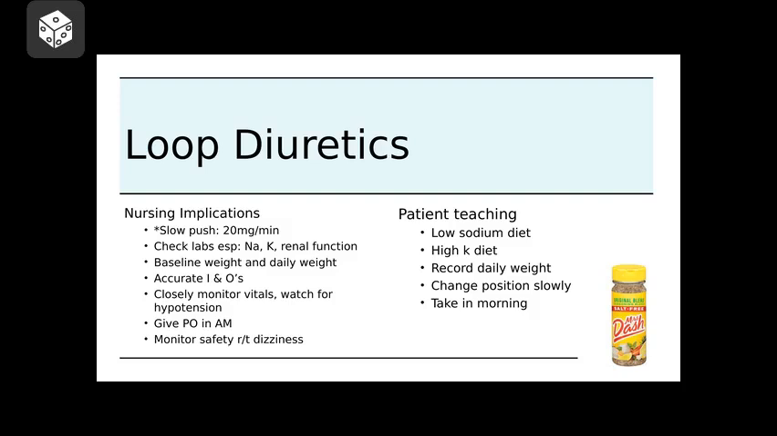We also want to make sure we're monitoring the vitals, watching really closely for hypotension. Once they start peeing and peeing and peeing, that blood pressure can drop. If we're giving this medication orally, say you're sending your patient home on this medication, you want to advise them to take it in the morning. That way they can get all this heavy urination out first thing in the morning. They're not waking up in the middle of the night to go to the bathroom.